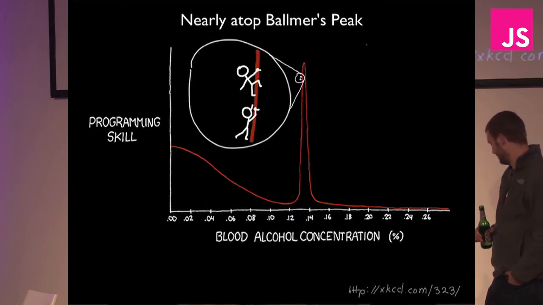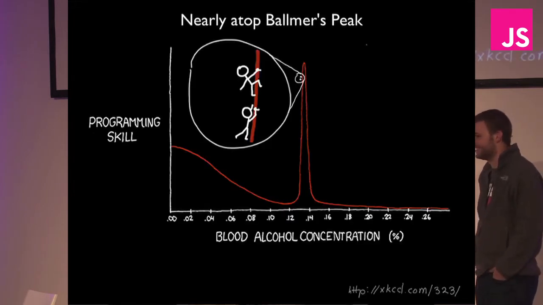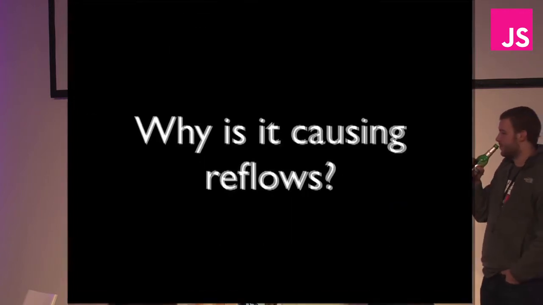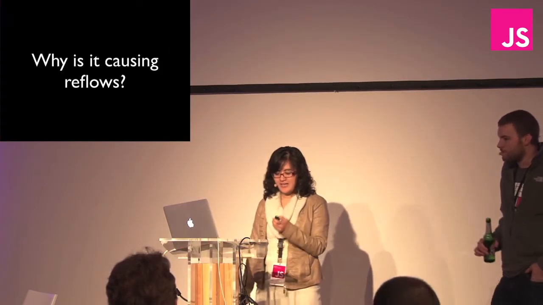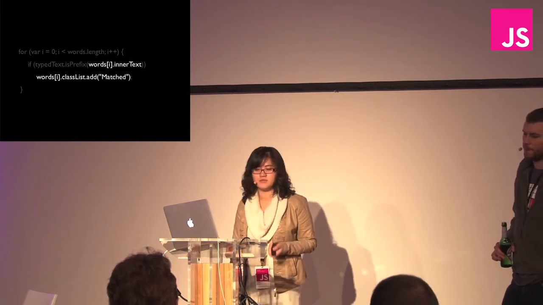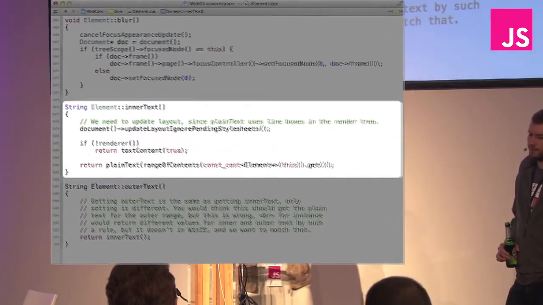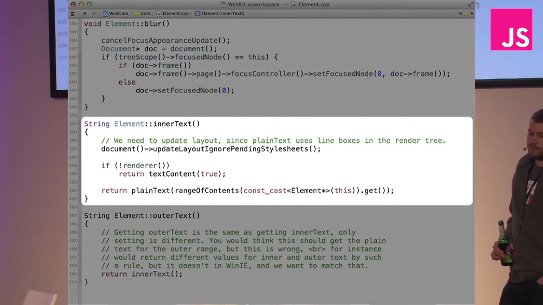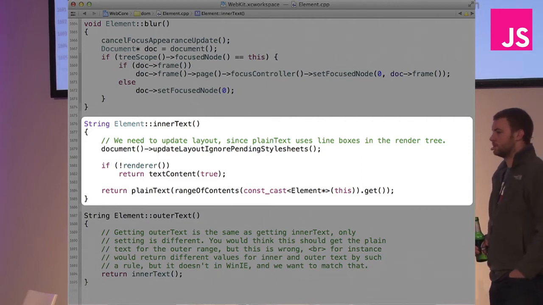So yet again, since Matt's still holding that beer, we're nearly atop Bomber's Peak, and we're like, why are we causing these reflows? I'm just asking for some text from the DOM. So we decided to actually just step through this loop and look at what's actually happening in WebKit's C++ code. So I put a breakpoint inside inner text, and this is the function that I see. And you see that the first line there says, call on the document, update layout, ignore pending style sheets. Super long name. So I'm like, what does this thing actually do?